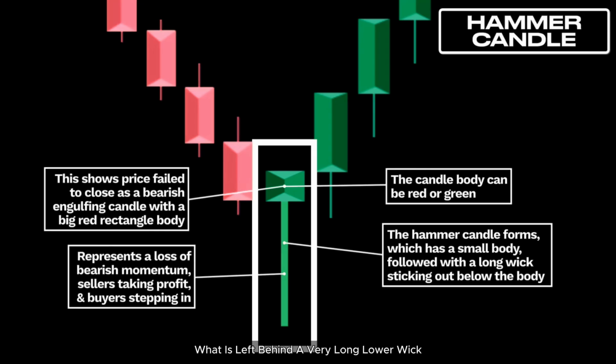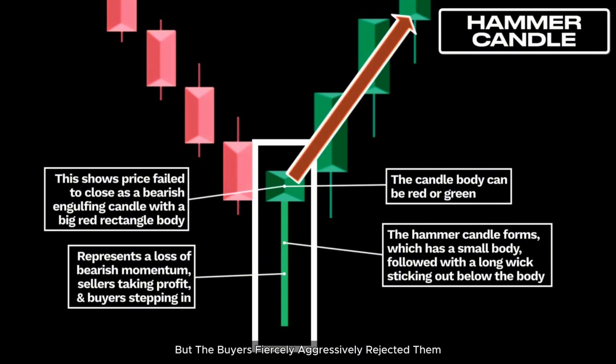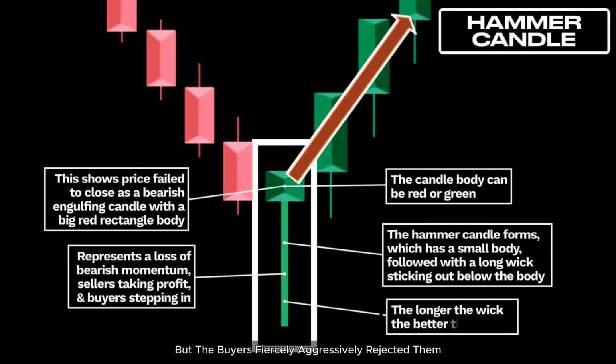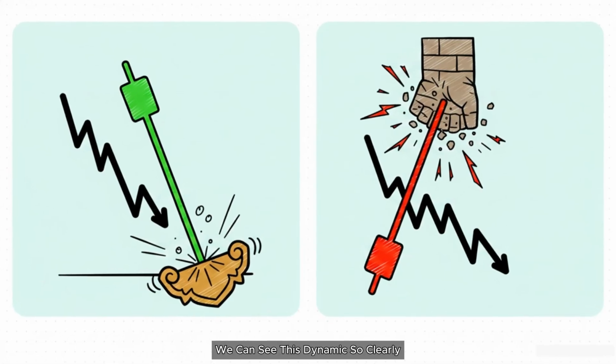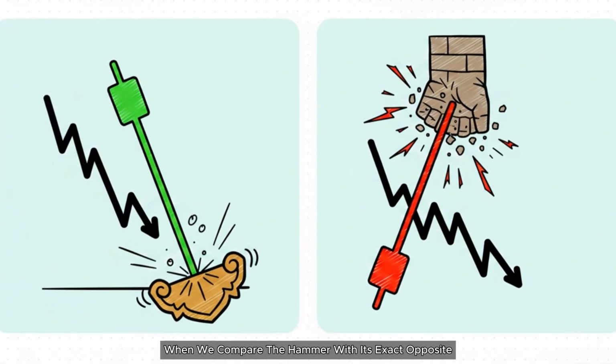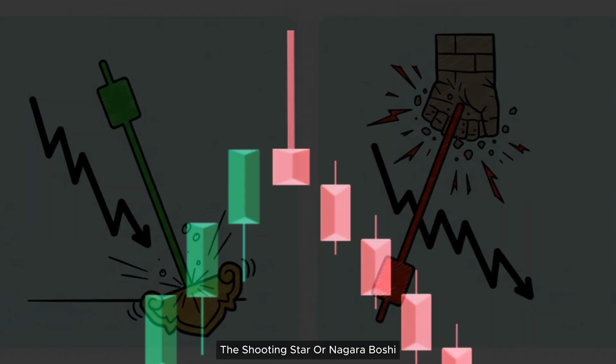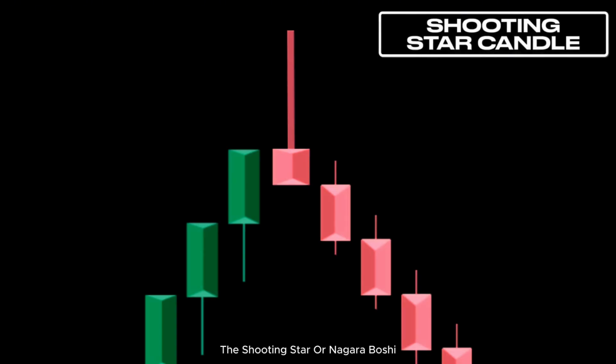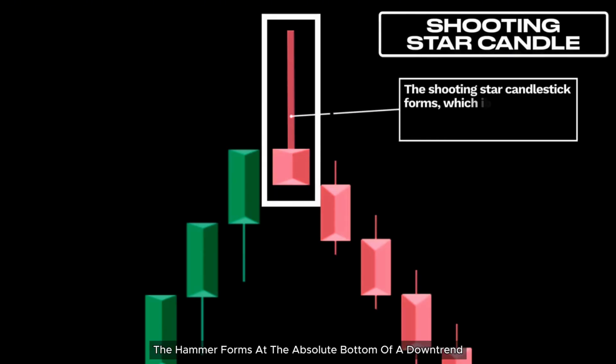What is left behind? A very long lower wick. That wick is the literal scar of a failed attack. It proves that sellers tried to crush the price, but the buyers fiercely, aggressively rejected them. We can see this dynamic so clearly when we compare the hammer with its exact opposite, the shooting star, or Nagaraboshi. The hammer forms at the absolute bottom of a downtrend.